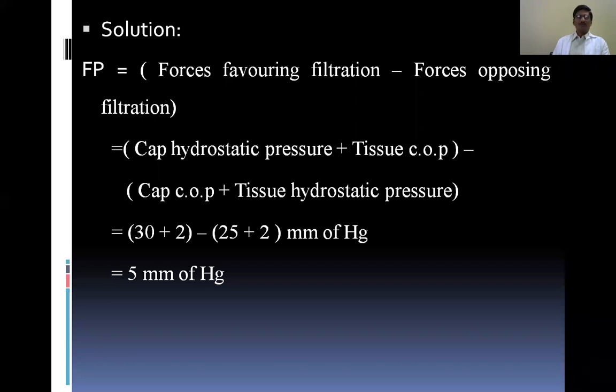So I hope you have understood. Normally, this pressure in capillaries elsewhere in the system will be around 2 mm of mercury. It's not 5 mm. So for mathematical calculation, we have given a round figure. But normally in tissues, it will be around 2 mm of mercury. So this is what happens.